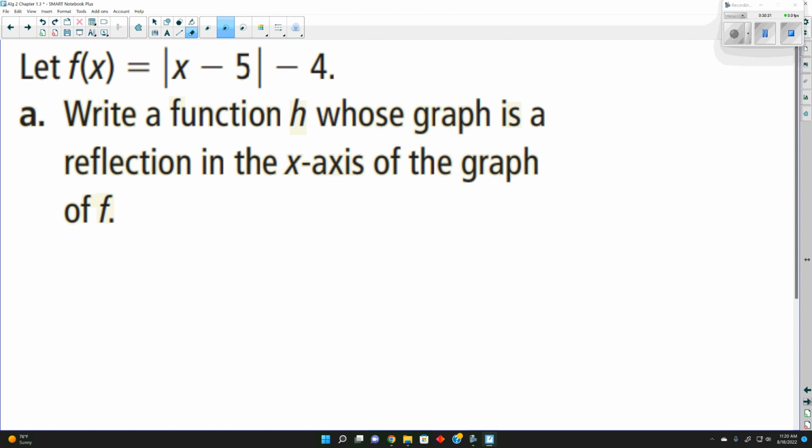We're going to look at two more, and then we are going to be done for today. So we're going to look at this one and the next one. For this one here, we want to write a function h whose graph is a reflection in the x-axis. So if we're talking about a reflection in the x-axis, we're talking about negative f of x.